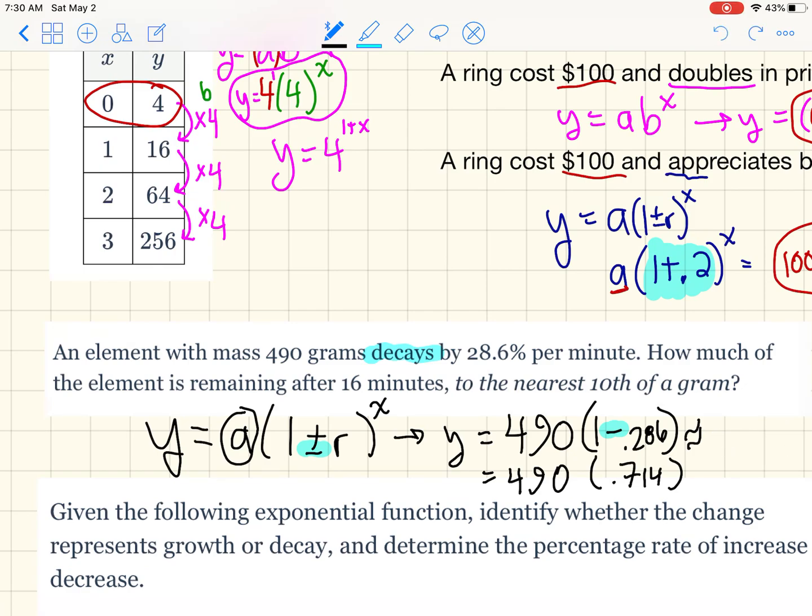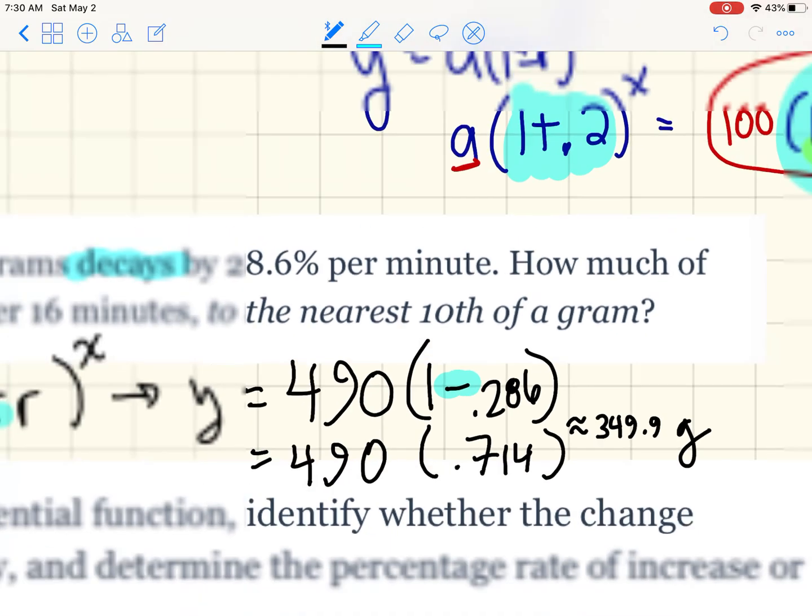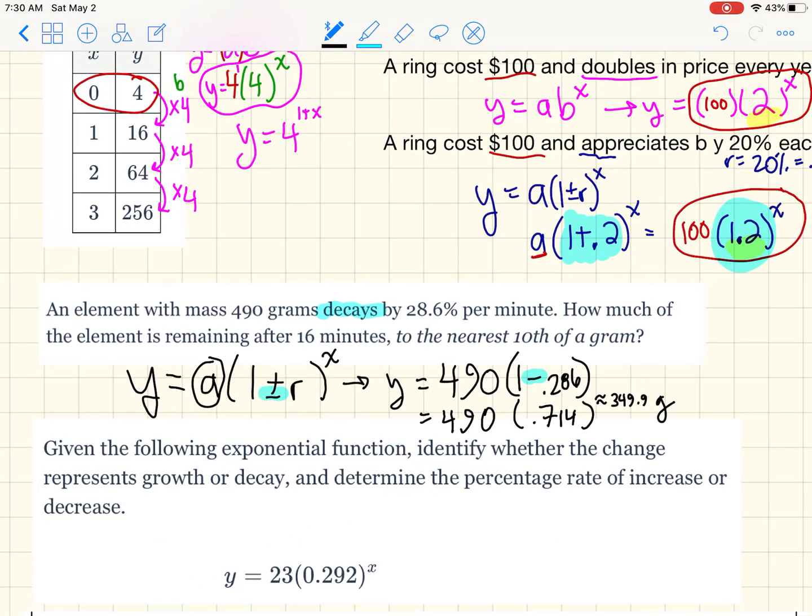That's a little sloppy. Sorry, I'm not writing very... All right, so this approximates to 349.9 grams. And that's how you would put that in delta math. So remember, if it says decay, you're going to use the minus sign.